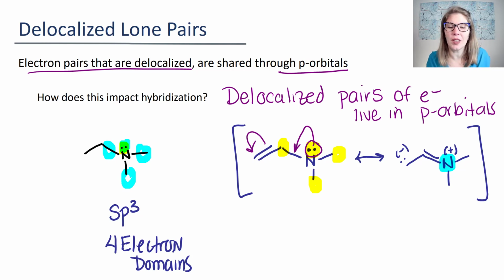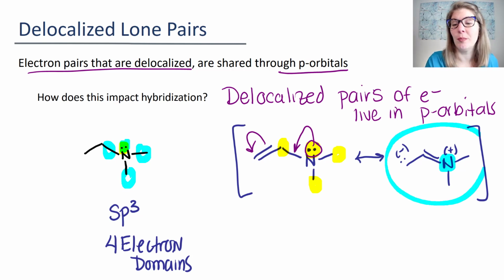And it can't be both. It can't be one or the other. Because we know that delocalized lone pairs live in p orbitals, this is representing the hybridization of the nitrogen. Because that lone pair and the pair in the double bond are being shared over 3 total atoms.